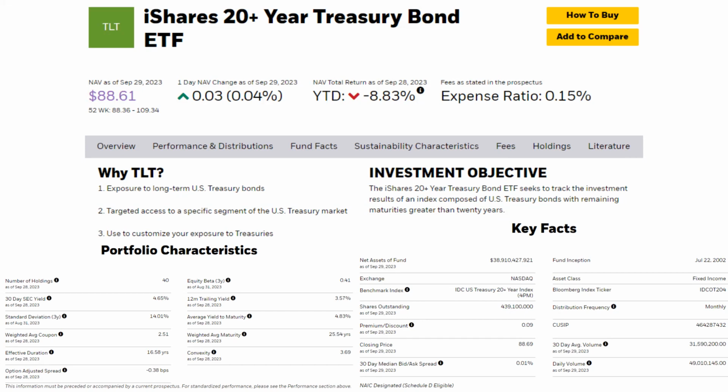Now, the objective of the TLT fund, it seeks to track the results of an index composed of U.S. Treasury bonds with remaining maturities greater than 20 years. So, it's not just the 20-year treasury that this thing tracks.